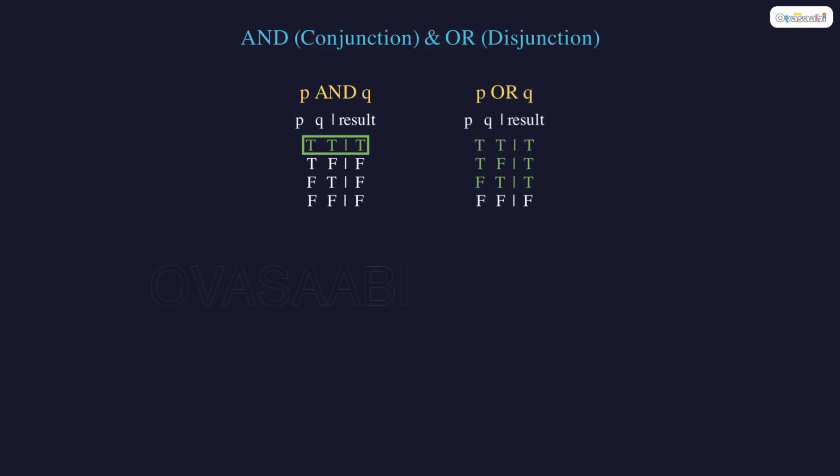Conjunction means and, written P ∧ Q. Like needing both money and stock at the market, it is true only when both are true. Disjunction means or, written P ∨ Q, true when at least one is true.